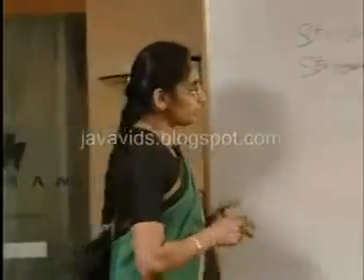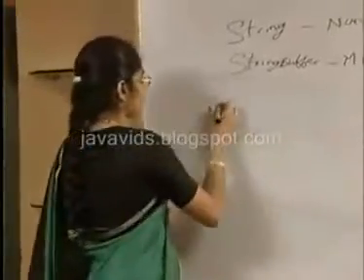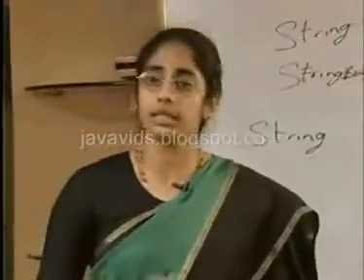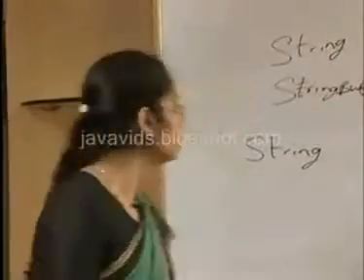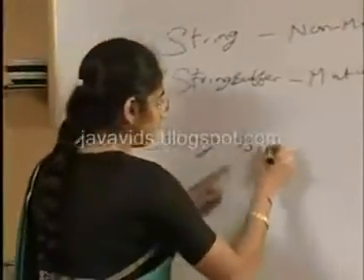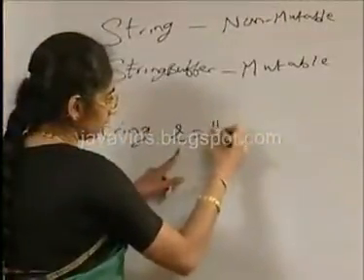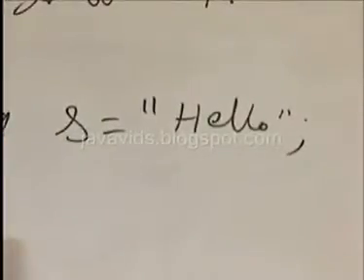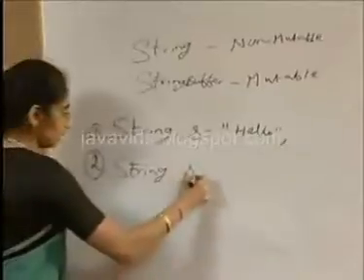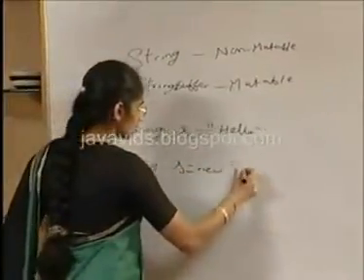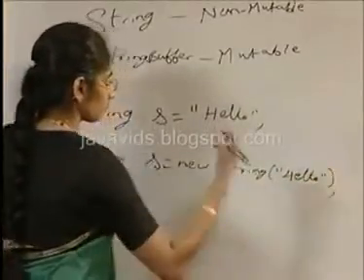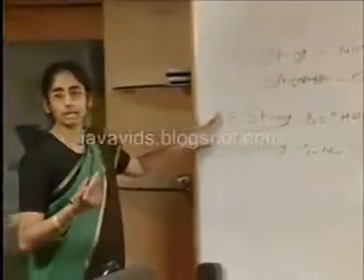How do you therefore work with a String class? You can create a String object in two ways. Either by declaring a variable and initializing this variable with a value, so let's say hello. Or the second way is by creating an instance of a class: String s is equal to new String("hello"). So these are the two ways of creating a String object.